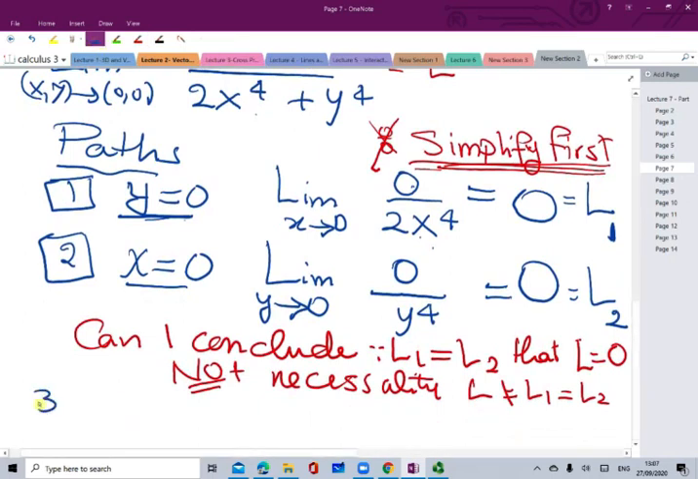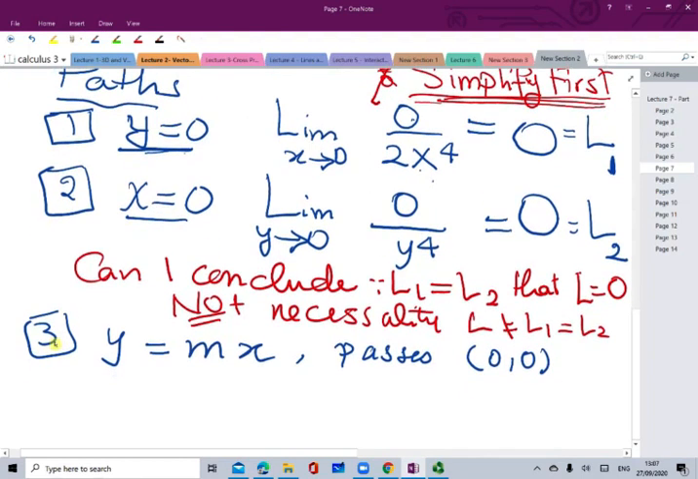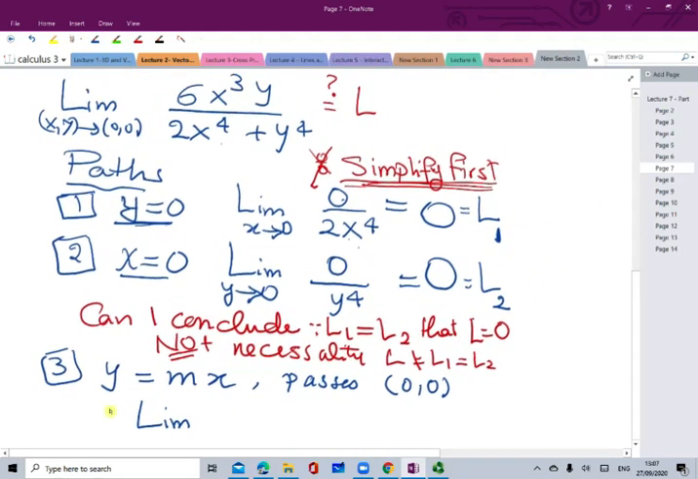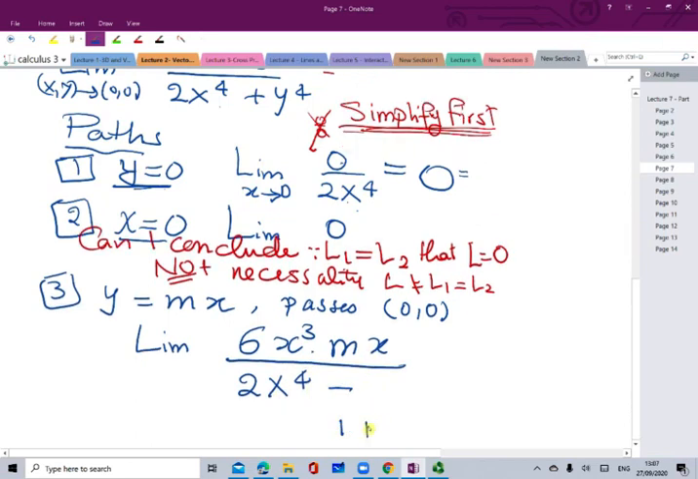Let's take a more general path. Let's take the line y equals mx that passes through the point. Definitely I need to take a line that passes through the point of the limit, where m is the slope. Let's substitute. The problem will be the limit of 6x cubed times y, with y equal to mx, over 2x to the power 4 plus y to the power 4, which is m to the power 4 times x to the power 4. I substituted every y in the function with mx.